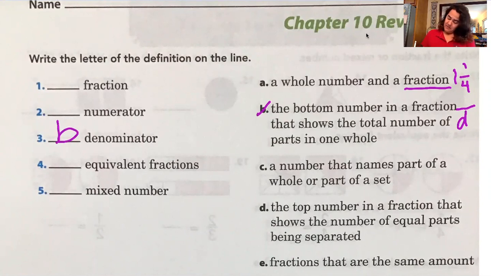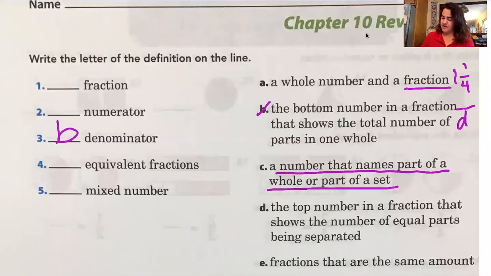Letter C, a number that names part of a whole or part of a set. What do you think that one is? Would that be a fraction, equivalent fractions, or mixed numbers, guys? Or a numerator, sorry, I didn't even read numerator. It would be a fraction, right? A fraction is a number that names part of a whole or part of a set, okay?